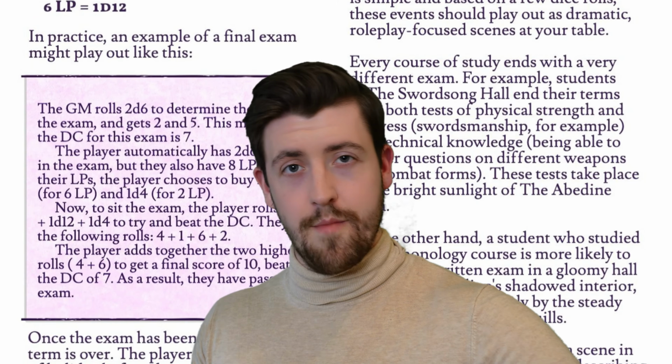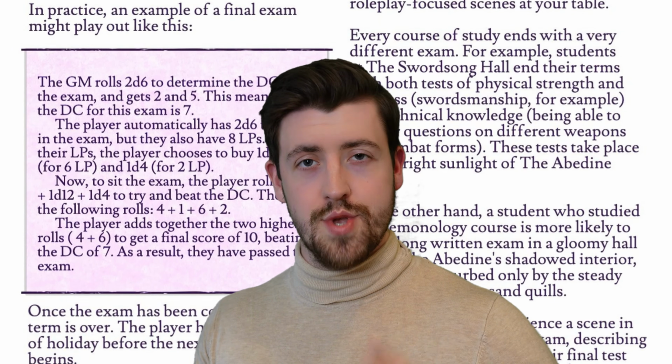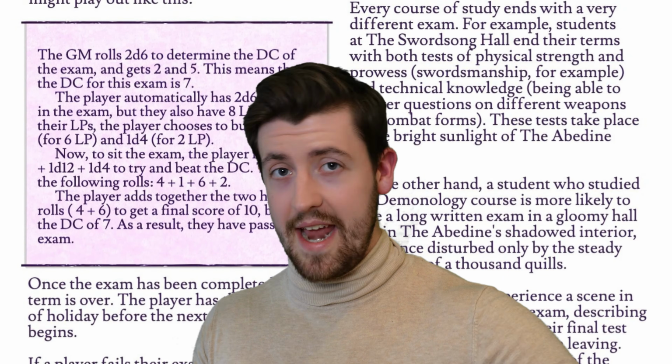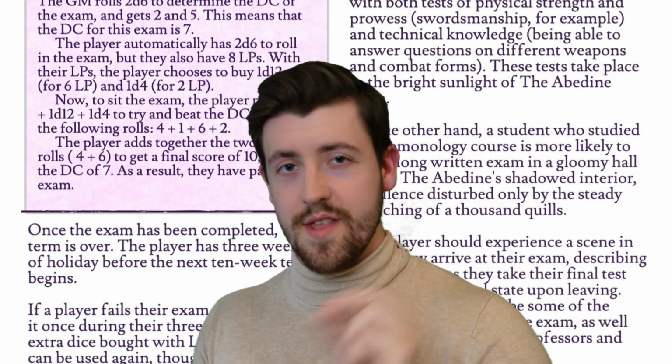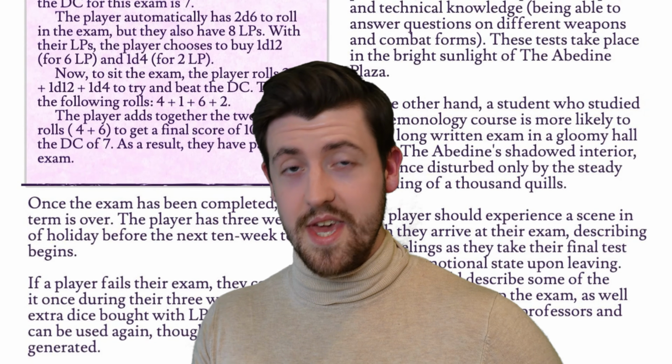Finally, they look at all those numbers and they take the 2 highest rolls from their 2d6 plus any other dice they've bought. They take the 2 highest rolls, add them together, and that's the number that can potentially beat the DC and pass the exam.